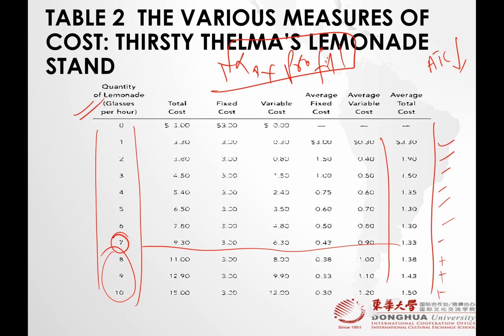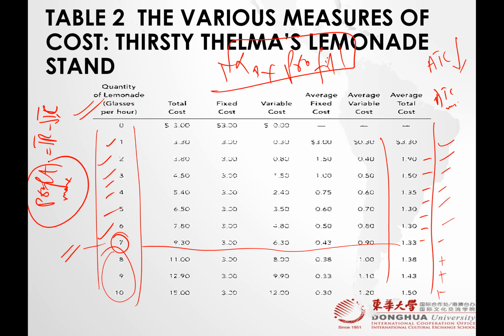Why? Because after every increase, you are decreasing your cost until the 7th glass. When you produce 8, your average total cost would be minimum at 7. So recall our formula: profit is equal to total revenue minus total cost. And we decided that we will maximize our profit by minimizing our cost. So we will produce at 7 and we will be enjoying our maximum profit.